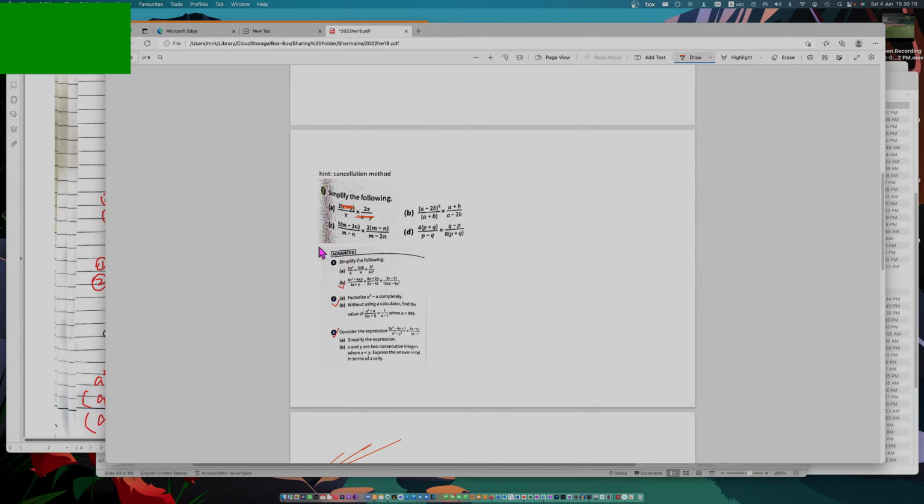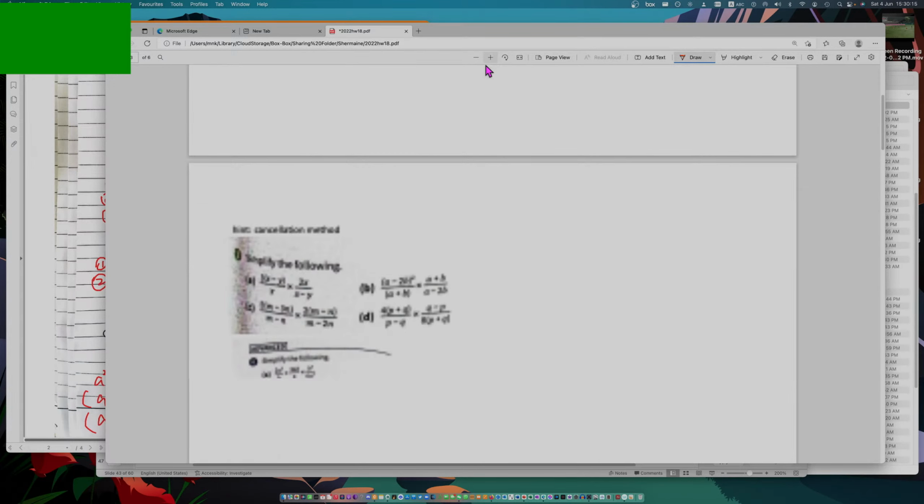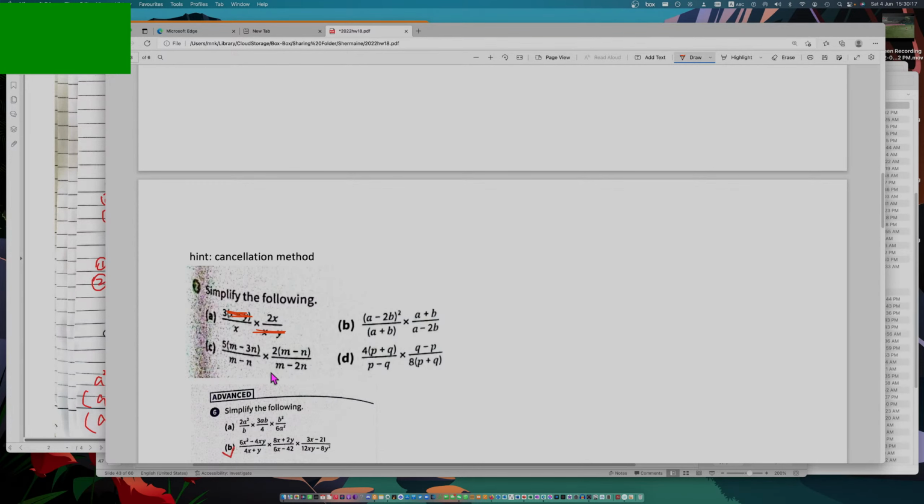So you can delete. Can you see that you have x here? You have x here. Cancel. So nothing means 1. So 3 times 2 on top, 6. 1 times 1, 1. So 6 divided by 1, 6.